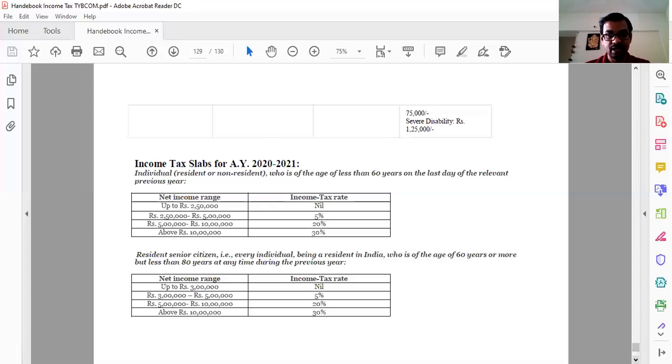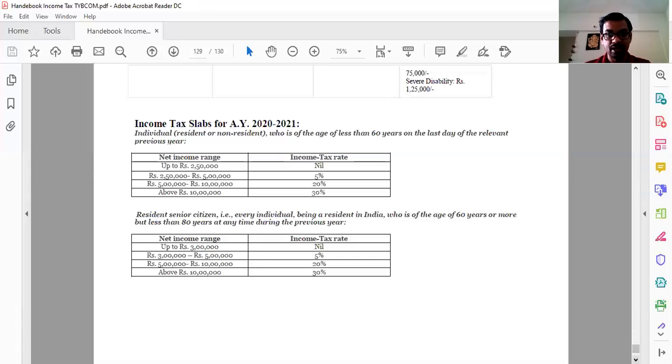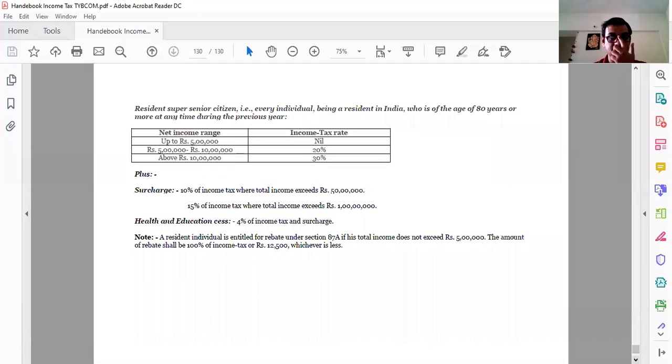Understood the slab? Now the last and third slab is for the super senior citizen, meaning it is for those more than 80 years of age. And the slab is up to rupees 5 lakhs nil, rupees 5 lakhs to rupees 10 lakhs 20%, and above rupees 10 lakhs it is 30%. Okay, so this is the slab applicable for individuals who are more than 80 years of age. So with these slabs we have to find out the tax.